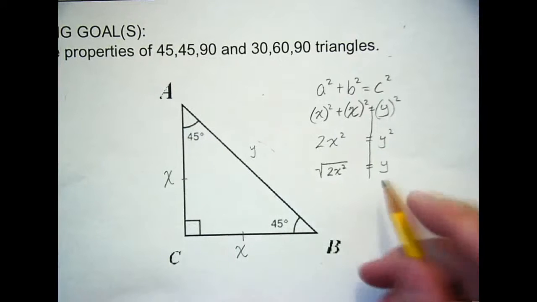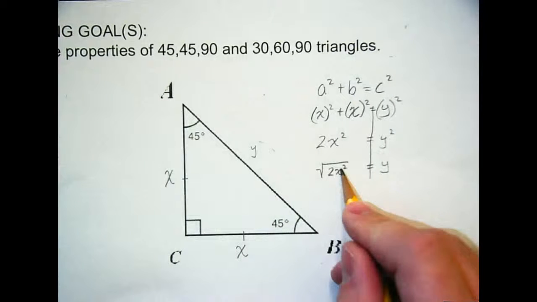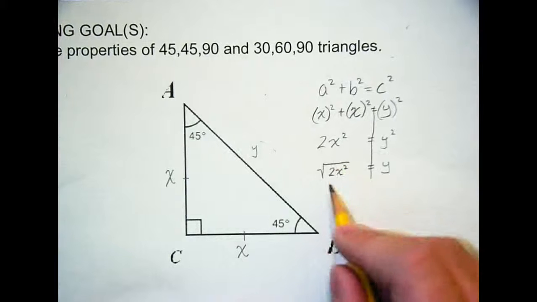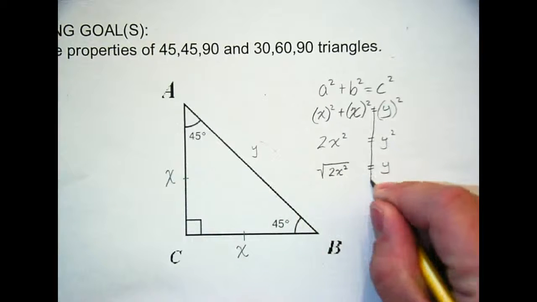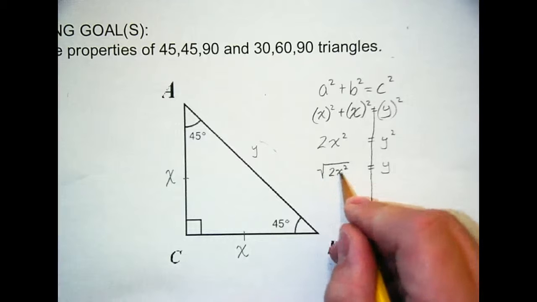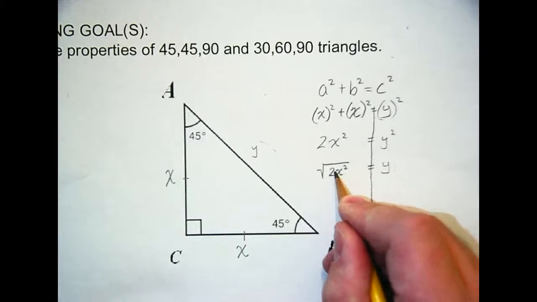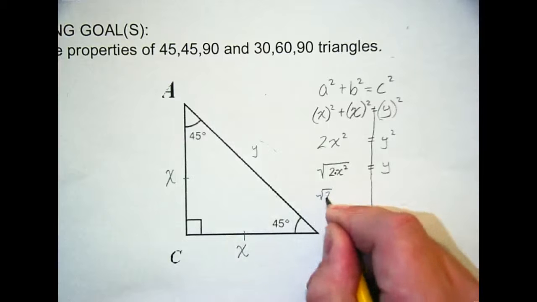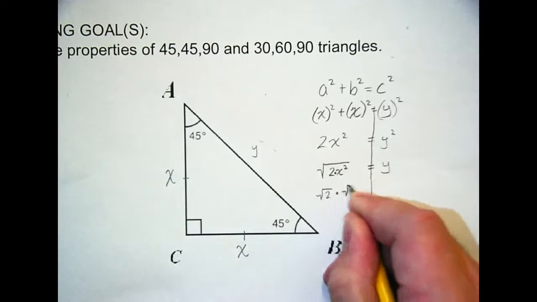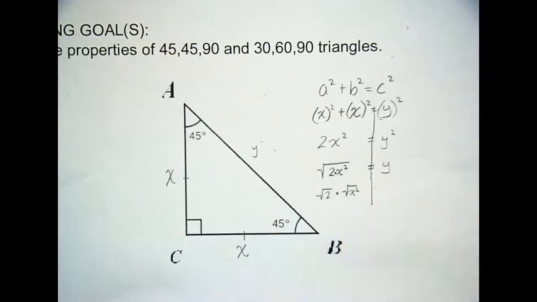Now the question is, now that we know that this equals that, can I simplify this? Yeah? You can take an x out. I could take an x out. In fact, root 2 times x squared is the same thing as root 2 times root x squared. You can break those two pieces apart.